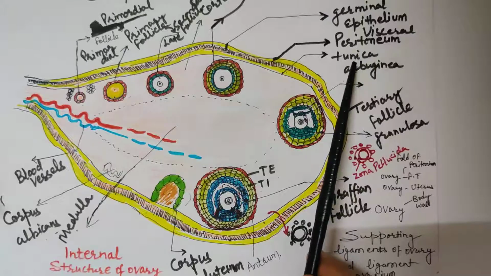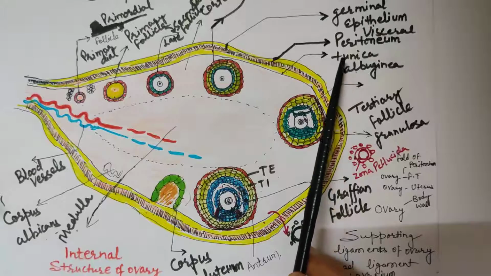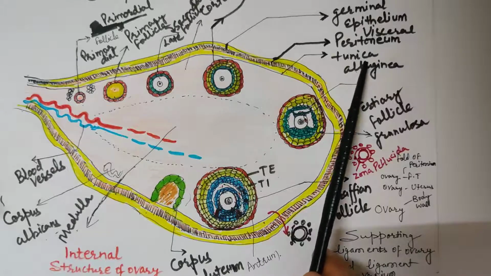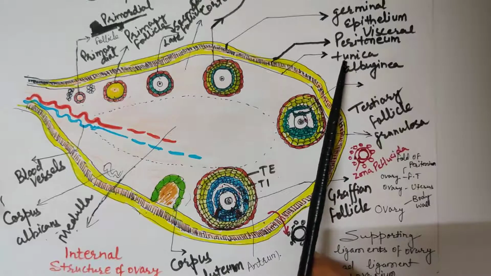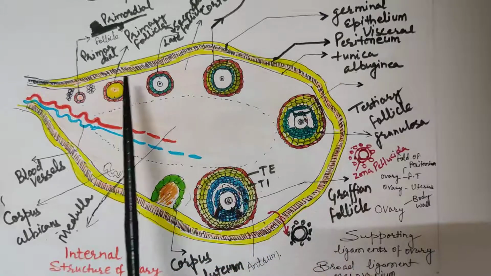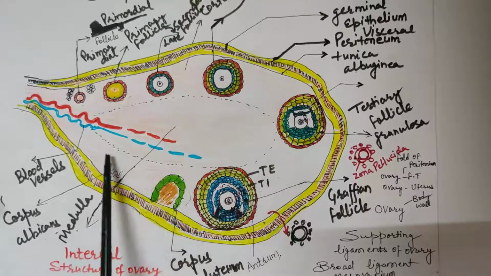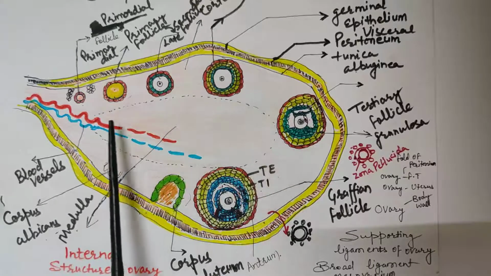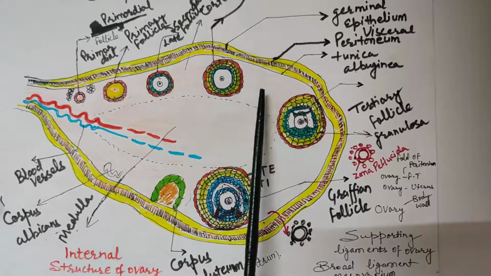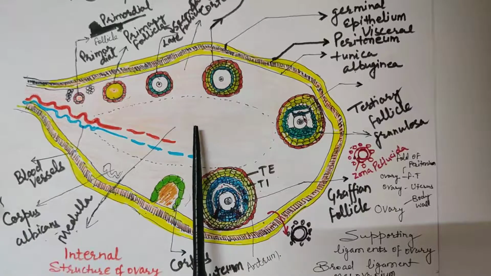Tunica Albuginea is also associated with the male reproductive system. We discussed already that the Tunica Albuginea in the testis of the male extends toward the inner side and divides the testis into testicular lobules. So here, inner to the Tunica Albuginea, there is a space in the human ovary that is called stroma. This entire space is called stroma or matrix. Stroma is divided into two parts, cortex and medulla.